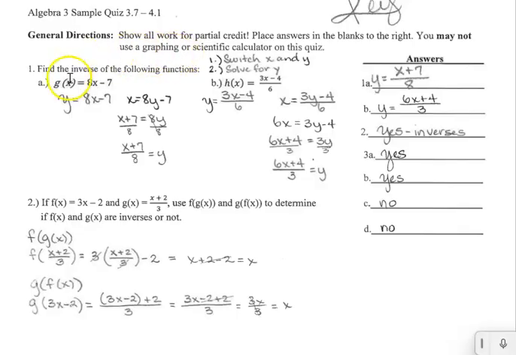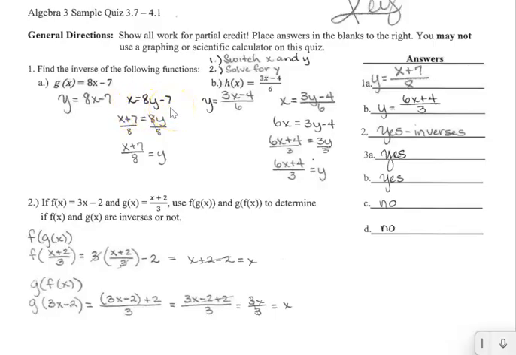All right, so first they asked me to find the inverse of a function. To do that, step number 1, we switch x and y, and then number 2, we solve for y. When I'm looking at my function, remember that g of x is y. So I've got y is equal to 8x minus 7. I'm going to switch x and y, so that would be x is equal to 8y minus 7, and we can see that right here.